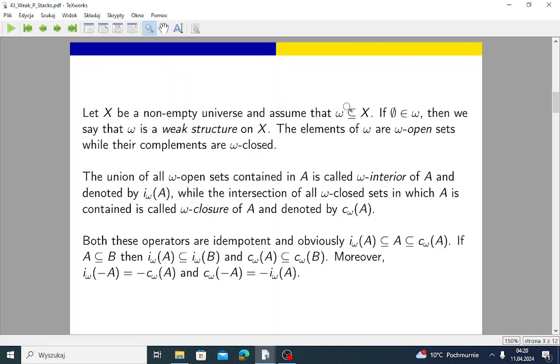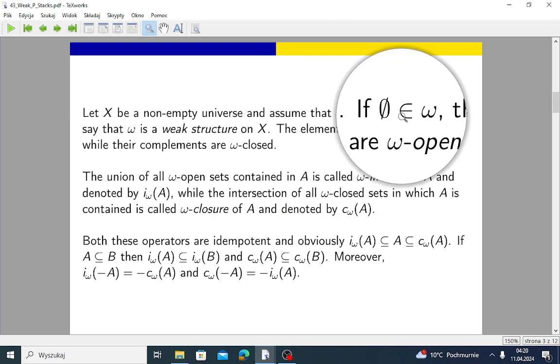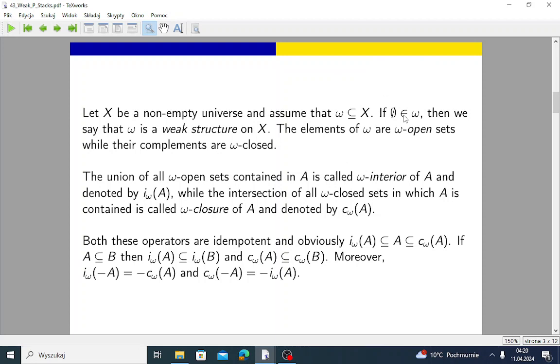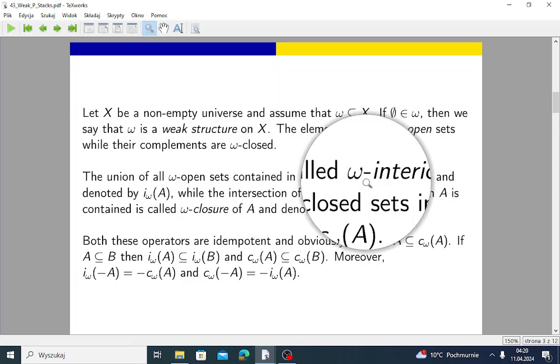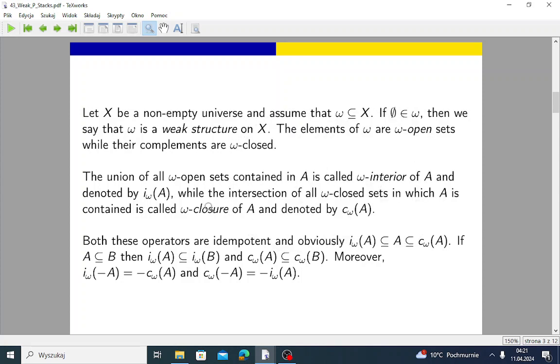if and only if we have a guarantee that the empty set is somewhere among those distinguished sets. So the notion is very general, much more general than the idea of topology or supra or infra topology, or even more general than the idea of minimal structure. Clearly, the elements of W are W-open sets, while their complements are W-closed. The union of all W-open sets contained in A is the W-interior, while the intersection of W-closed sets containing A is the W-closure.